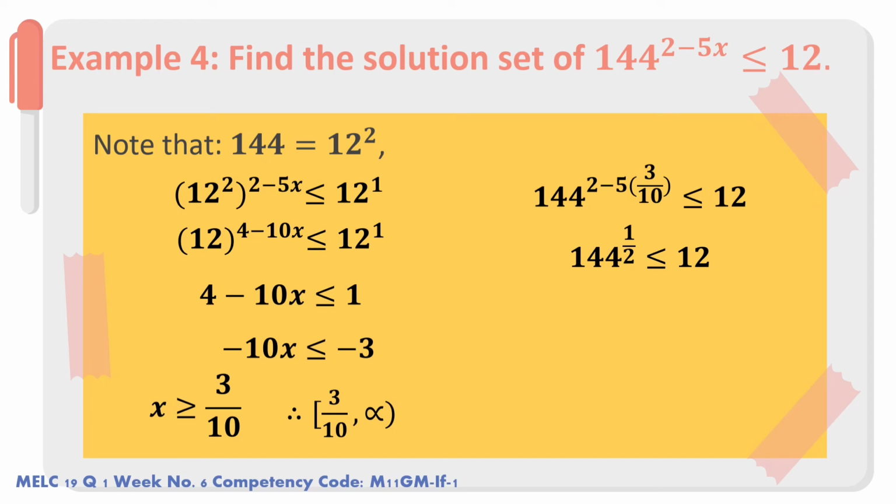How about greater than 3 over 10? Let us try 1. Substitute 1 to the x of the original inequality. We have 144 raised to 2 minus 5 times 1 less than or equal to 12. Simplifying the exponent, we have 144 raised to negative 3. And we know that 144 raised to negative 3 is equal to 1 over 144 raised to 3, which we know is less than 12.